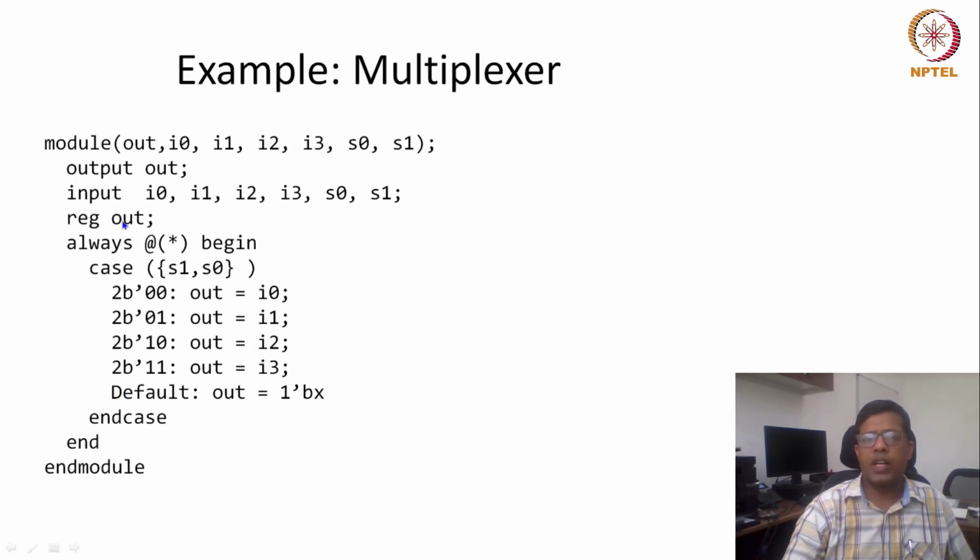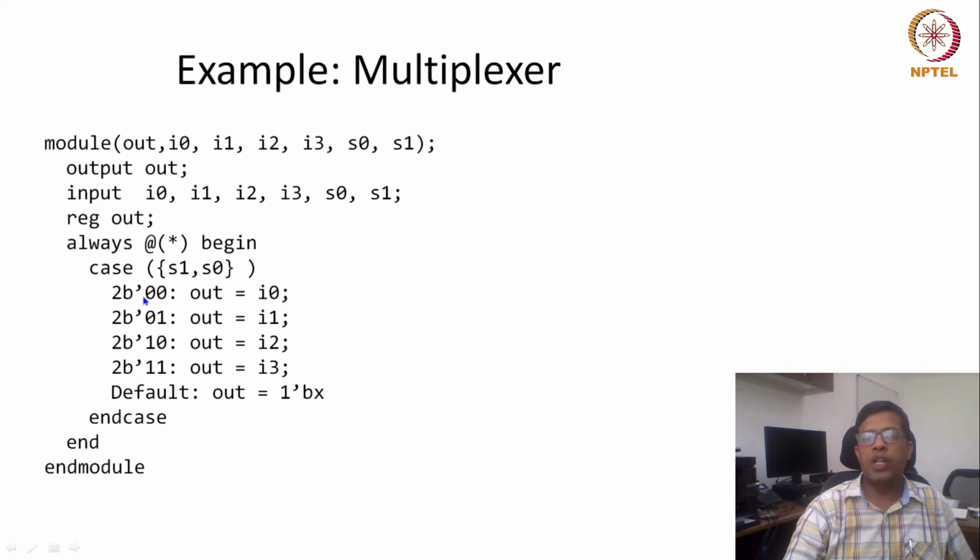So we have defined out as a reg type, and then we have to define an always block. And in the always block, we can write a case statement. In the case statement, we are concatenating S0 and S1, using this parenthesis operator, which is a concatenation operator. Now S0 and S1 together is one variable against which we are checking all the values. It becomes a 2-bit variable.